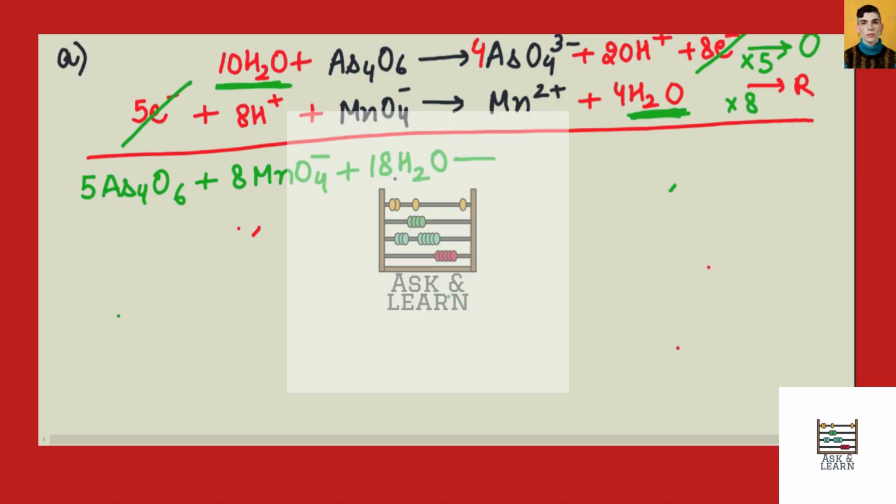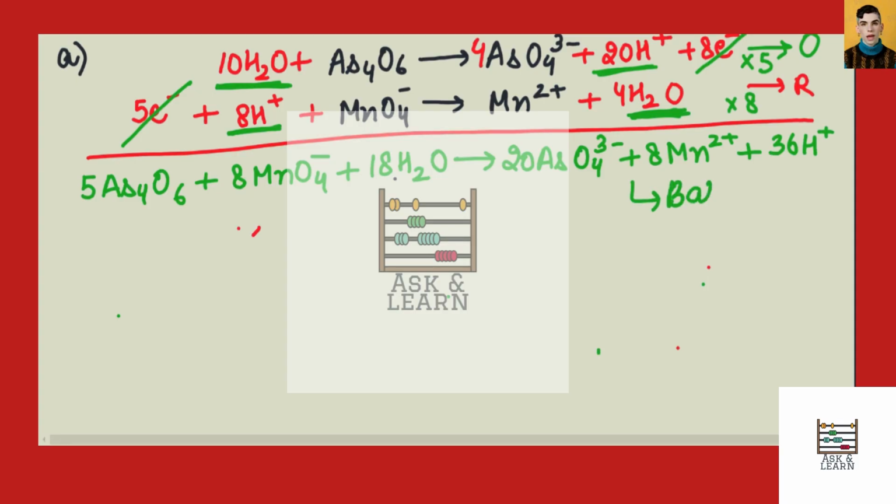And then on the right hand side, we have 20 AsO4 3 negative, and we have 8 Mn2 positive, and then we have H positive ions, which is 64 on this side, and we have 100 H positive on this side. So 100 minus 64 is 36. So 36 H positive on the right hand side. So this is our overall balanced equation.